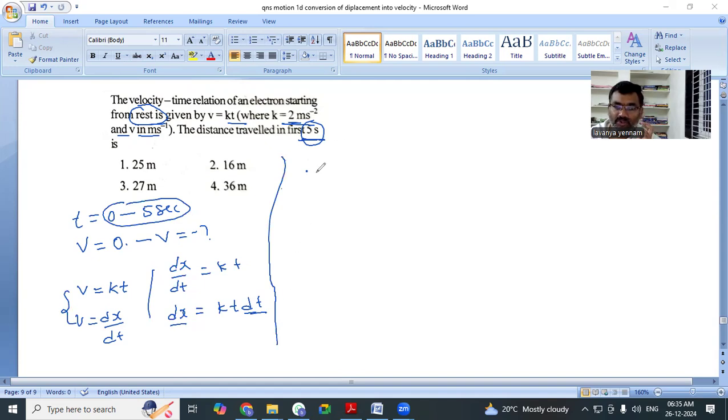We are doing integration. If you do that integration, integral of dx is equal to integral of kt dt. The meaning is the addition of all the displacements. Now integral of dx is equal to x. You might have studied this in the integration concept in mathematics. Here initially I take the limit as x1 and the final limit as x2. So integral dx is x from x1 to x2.